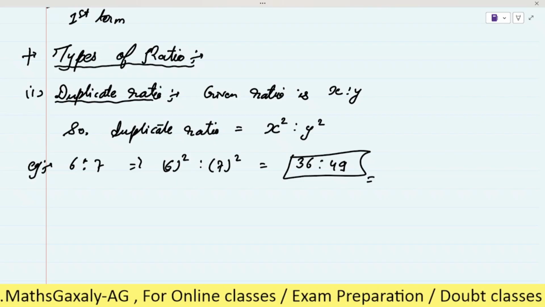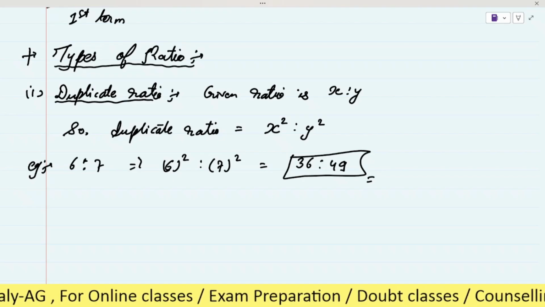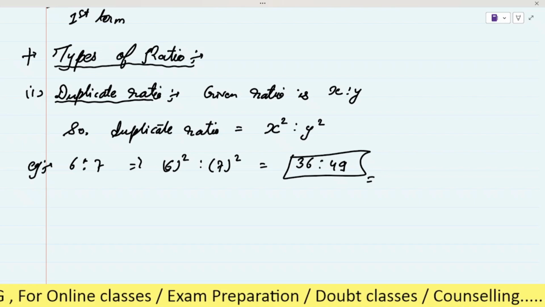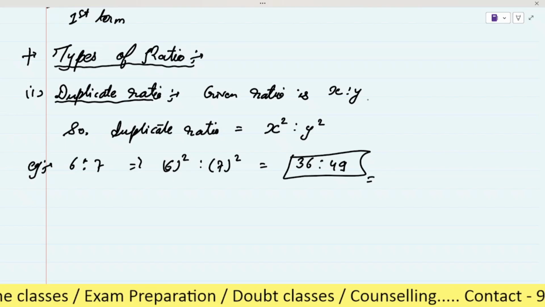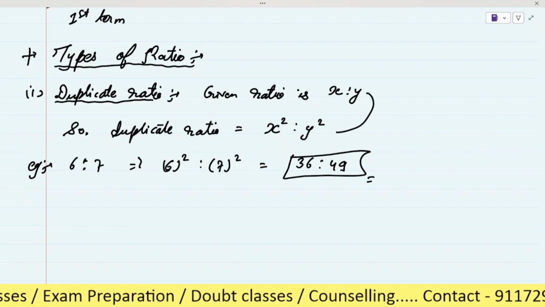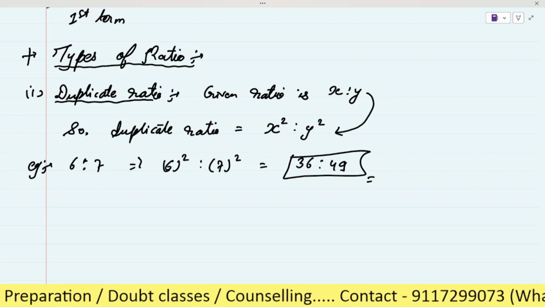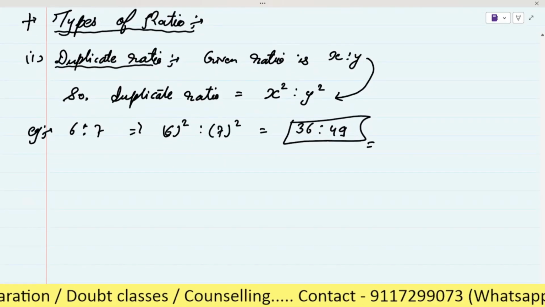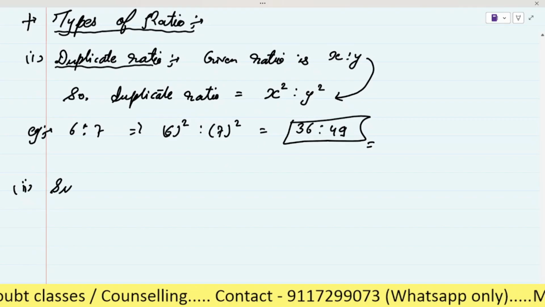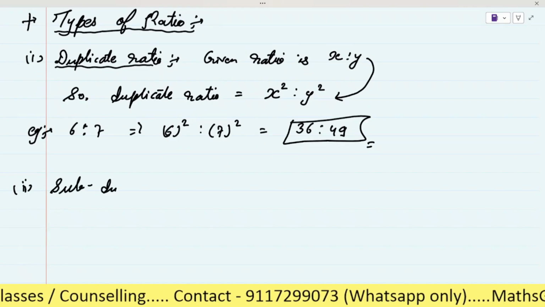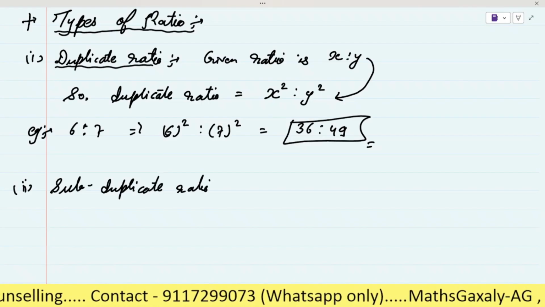No, sir. Then can you please tell me, x is to y will be known for x square is to y square, they will be known as what? Subduplicate. Yes, very good. Is that right? So the other type is subduplicate ratio.